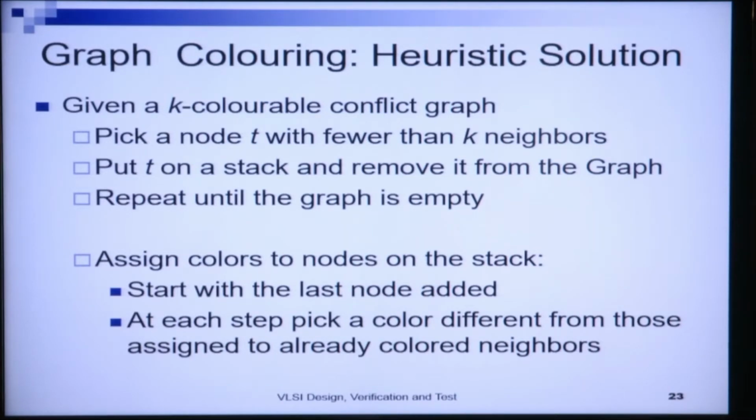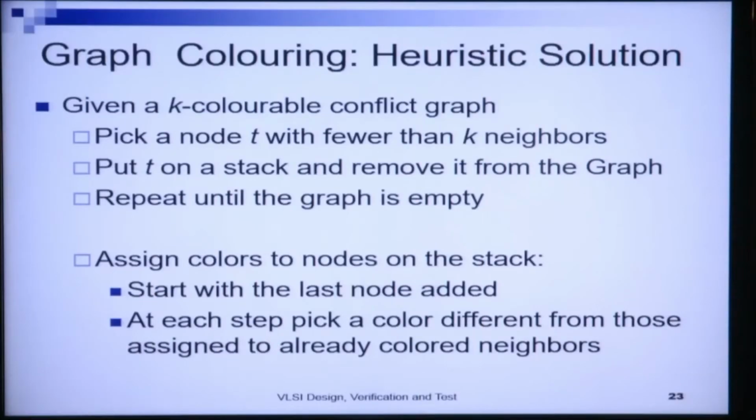Now, if we can proceed and go on doing this, we will ultimately obtain the empty graph. That means we will go on taking up nodes, pushing them onto the stack, until all nodes in the graph have been put into the stack, and then the graph becomes completely empty. We may get stuck in between as well, because we do not get nodes with less than k neighbors, and that does not mean that the graph will not be k colorable. We should understand that this is a heuristic approach.